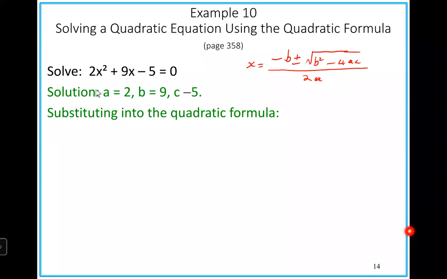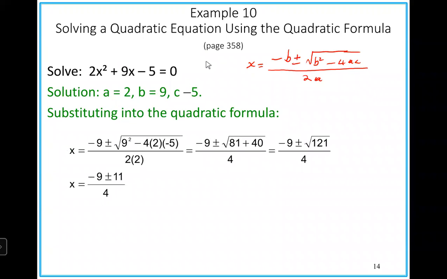So from this equation, we can see that a is equal to 2, b is equal to 9, and c is equal to -5. And so the next step then is to put those numbers in place of the variables in the equation. So that's our first step.